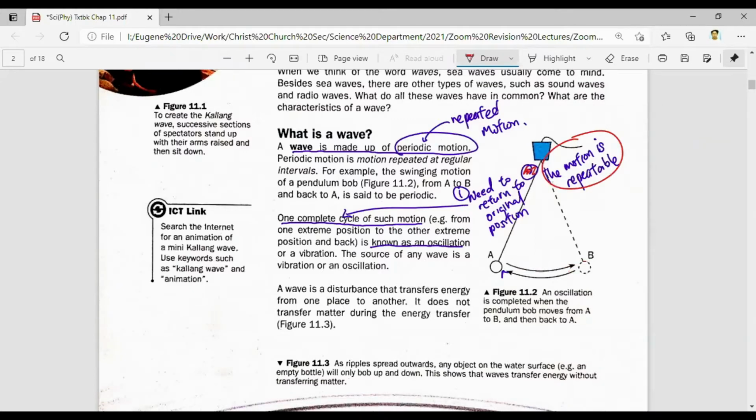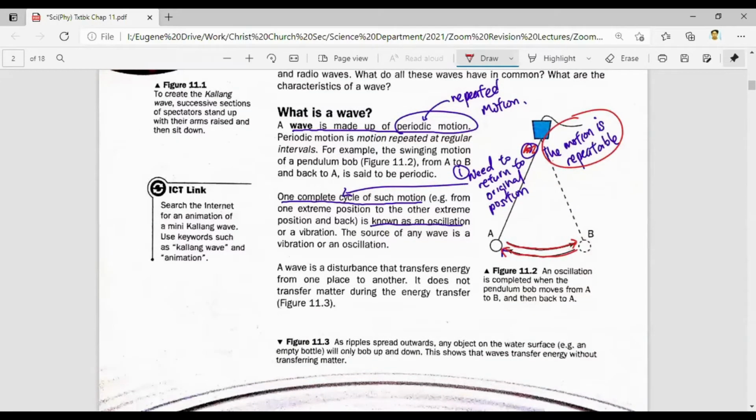Okay, so when we say it is repeatable, it needs to return to the original position, so it will actually be going from A to B and then from B coming back to A. Okay, so a wave is a periodic motion. One complete cycle of such a periodic motion is known as what we call an oscillation. Okay, so that's the first thing.